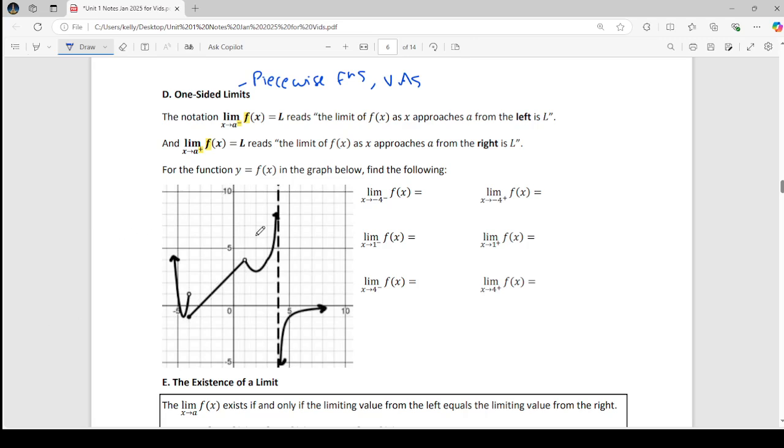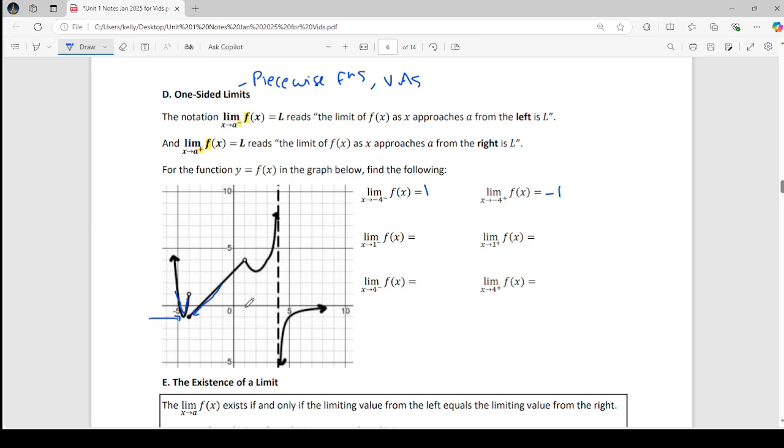So as x is approaching -4 from the left, that means we're going towards -4 from the left, meaning we're looking at this function. That function is approaching 1. However, coming from the right side is this function we're looking at, and that part is approaching -1.